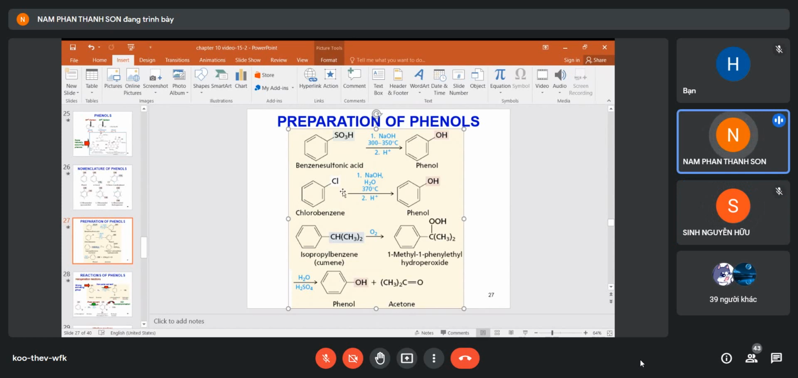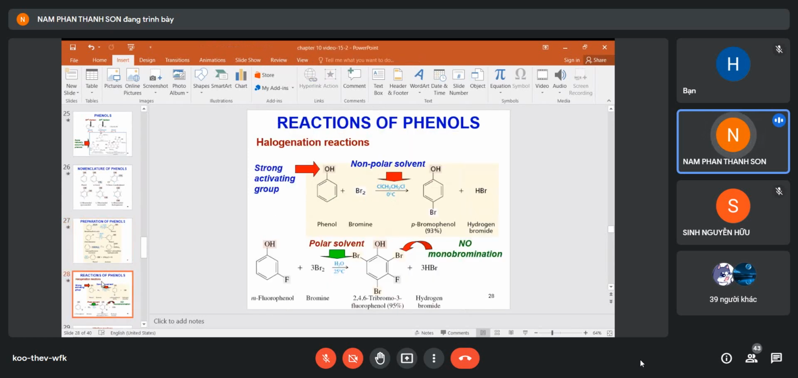Everyone remember that reaction. Thank you, Sinh. You might see that reaction again in your midterm exam and sometimes the final exam. That is a nucleophilic aromatic substitution reaction. If you need to have that reaction, you need to have an electron withdrawing group at ortho and para position to make the carbon connected to the chloro group more positive, to facilitate the nucleophilic attack.